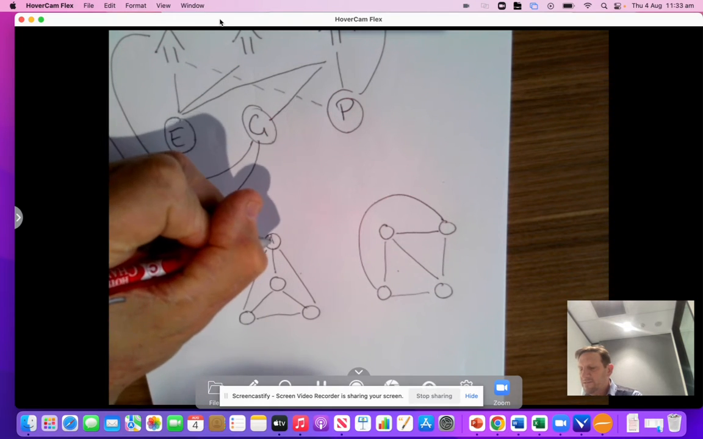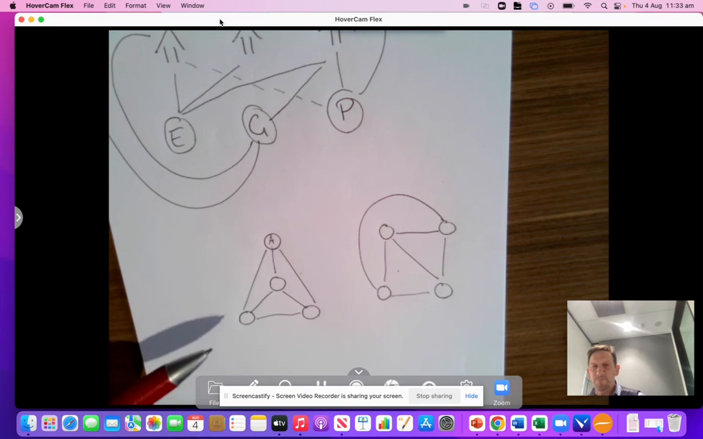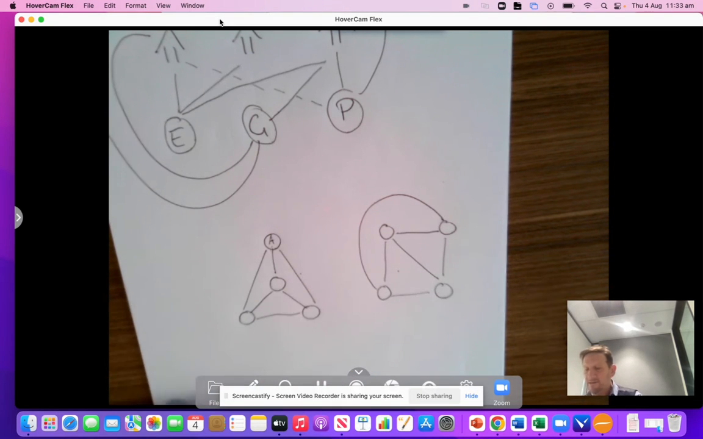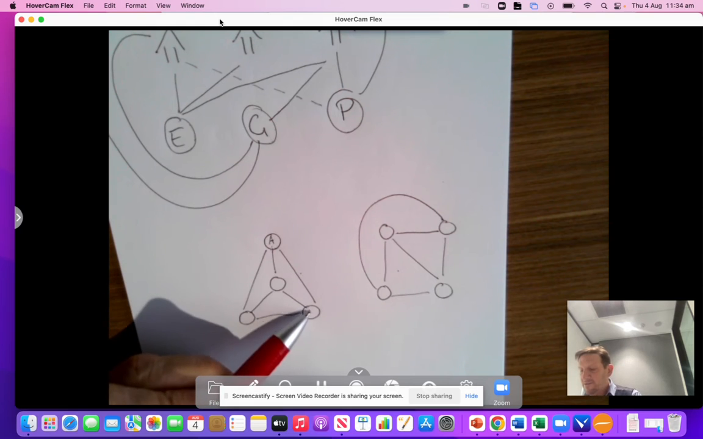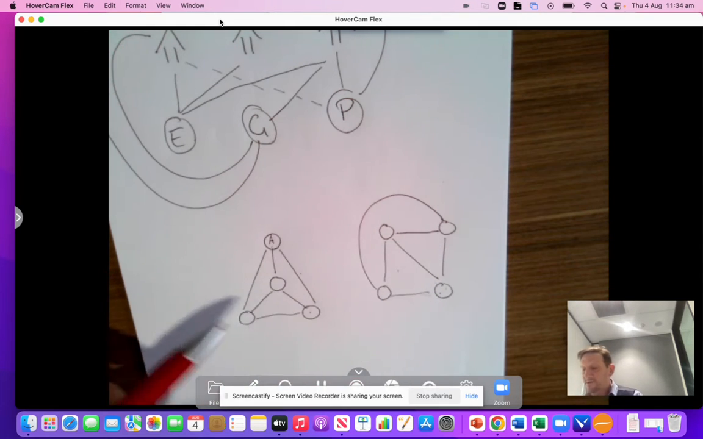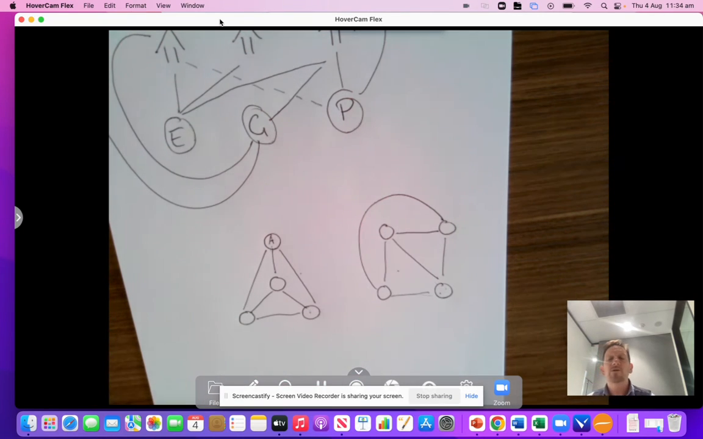Here, if we set this to be A, it's connected to B, C, and D. If we let this be A, it's connected to B, C, and D. This is connected to every single one. This is connected to every single one. These are the same two graphs. They are just what we call an isomorphic picture. Exactly the same graph, just a different picture.